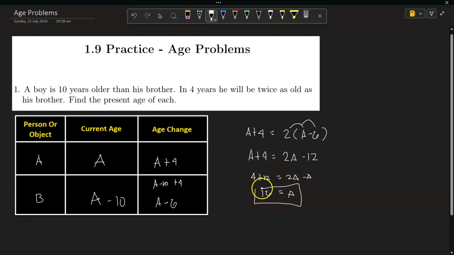Therefore, the current age of the boy is 16. What about his brother? That is just A minus 10. So we have 16 minus 10. The brother is actually 6 years old. So this will be our answer for problem number 1.